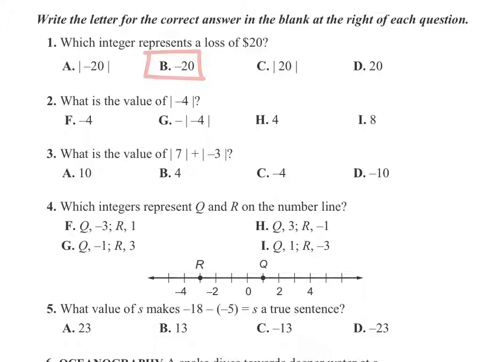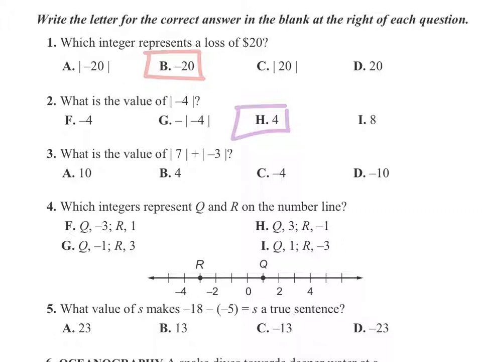All right. What is the value of the absolute value of negative 4? Smith? 4. What? Well, the absolute value is really asking how far away negative 4 is from 0. Bam, 4. I found it.